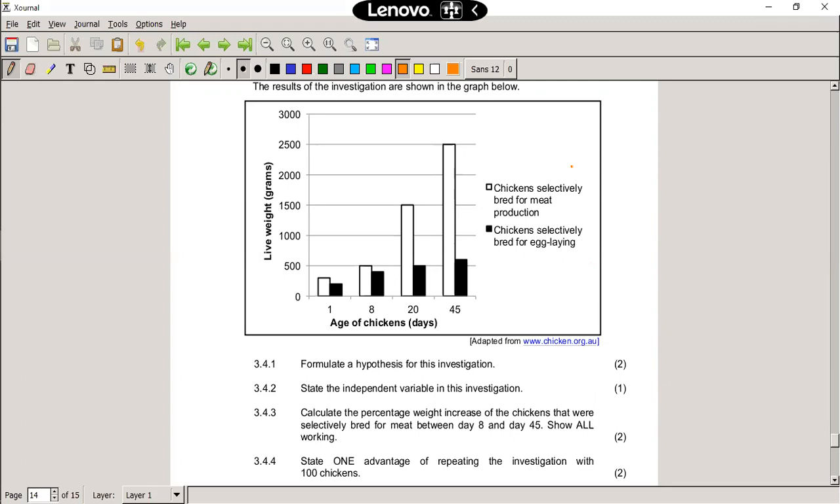If chickens are selectively bred for meat production, they would increase their weight a lot more than chickens who are bred for egg laying, for example. But you can also almost turn that around. Remember, your hypothesis doesn't need to be correct in terms of the investigation, because it's only a prediction before I start. I'm either going to prove my hypothesis correct or incorrect, and that's not going to matter as long as I have both variables mentioned inside my hypothesis. So what are my variables? The weight of the chickens and whether the chickens were bred for meat production or whether they were bred for egg laying.